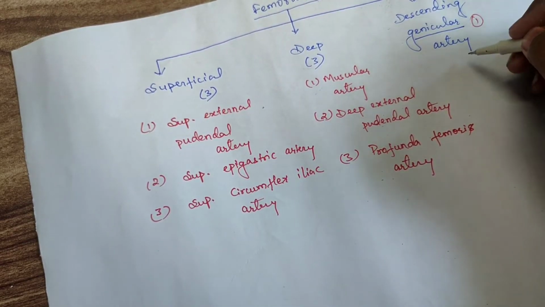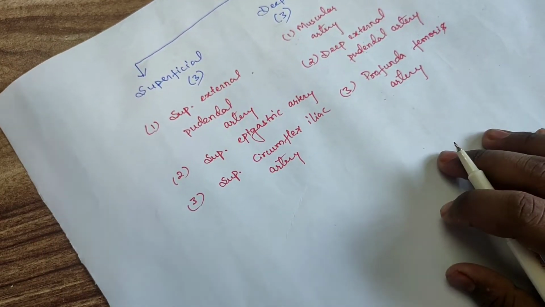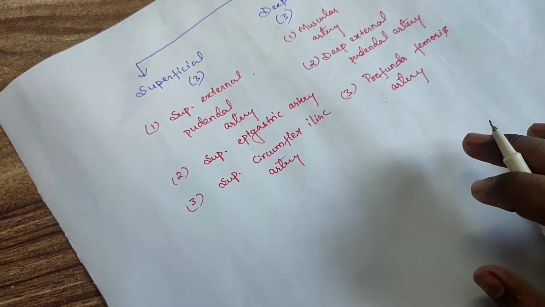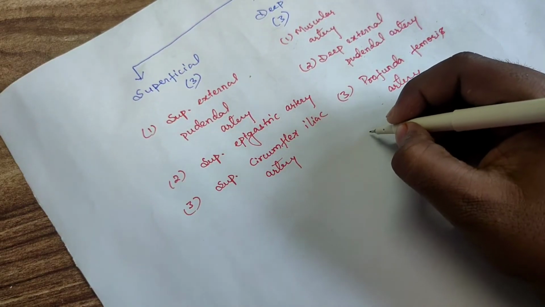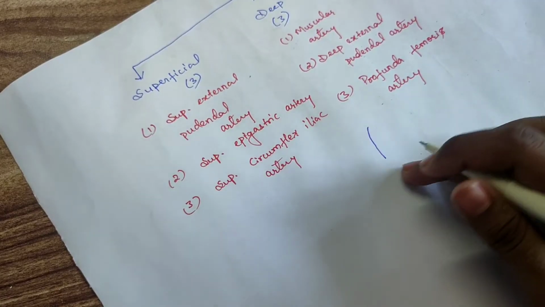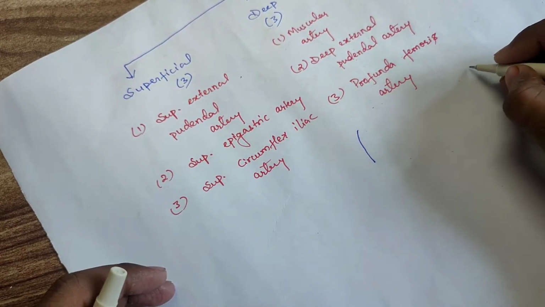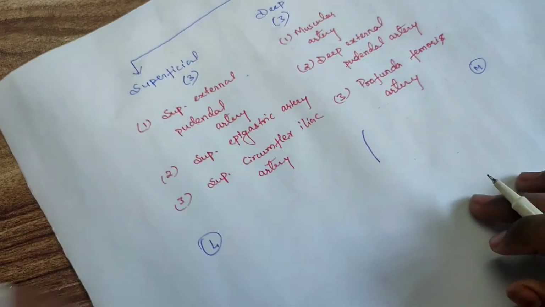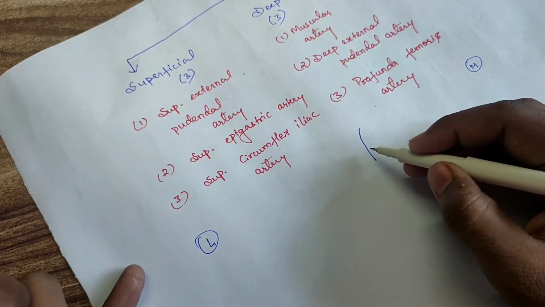descending genicular artery. Okay, now we will move on to the diagram part. Okay, so I've already told you femoral artery is a continuation of external iliac artery. So I'll just draw external iliac artery first. Okay, so this is suppose external iliac artery. Moving on to the diagram part, let's consider this the medial side and this the lateral side. Okay, now this is what? This is external iliac artery.